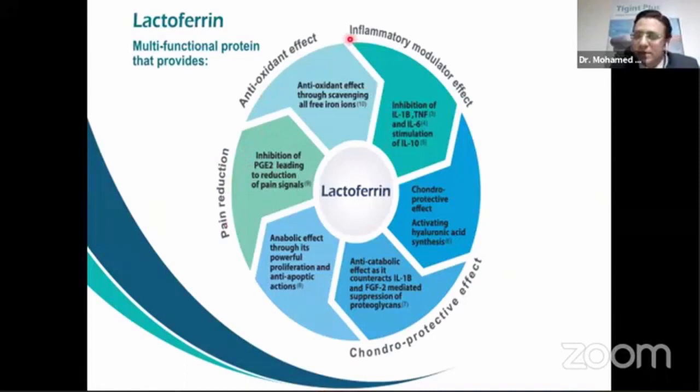اخر حاجة ودي مميزة جدا في اللاكتوفيرين ان هو ليه انتي اوكسيدانت افكت. الانتي اوكسيدانت افكت اللي بيقدمه هو عن طريق تو ميكانيزمز اوف اكشن. اول حاجة ان هو بيمنع البرودكشن بتاع الهيدروكسيل راديكالز عن طريق ان هو بيعمل سكافنجنج للفري ايرن، لان هو ليه باور عالية جدا عشان يسكافنج الايرن، وبالتالي بيمنع الاوكسيداتيف دامج اللي بيحصل من الهيدروكسيل راديكالز.